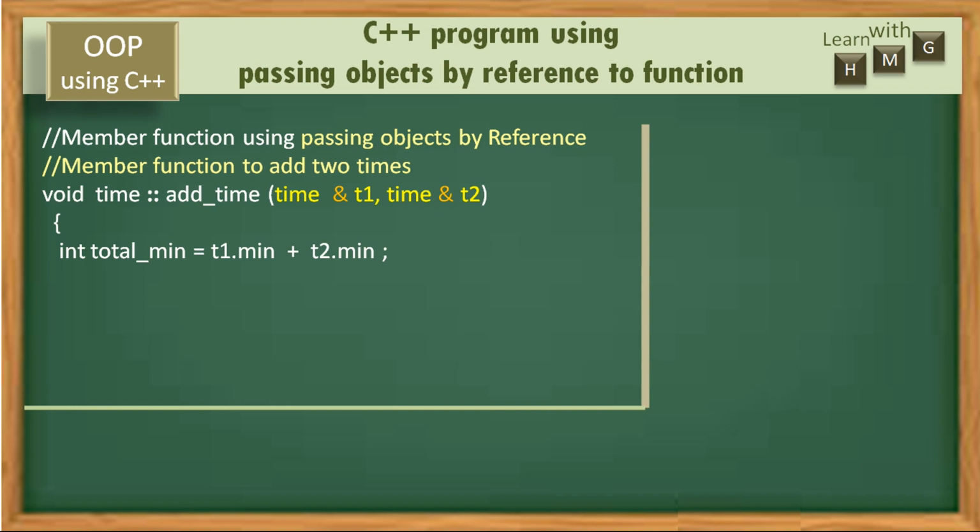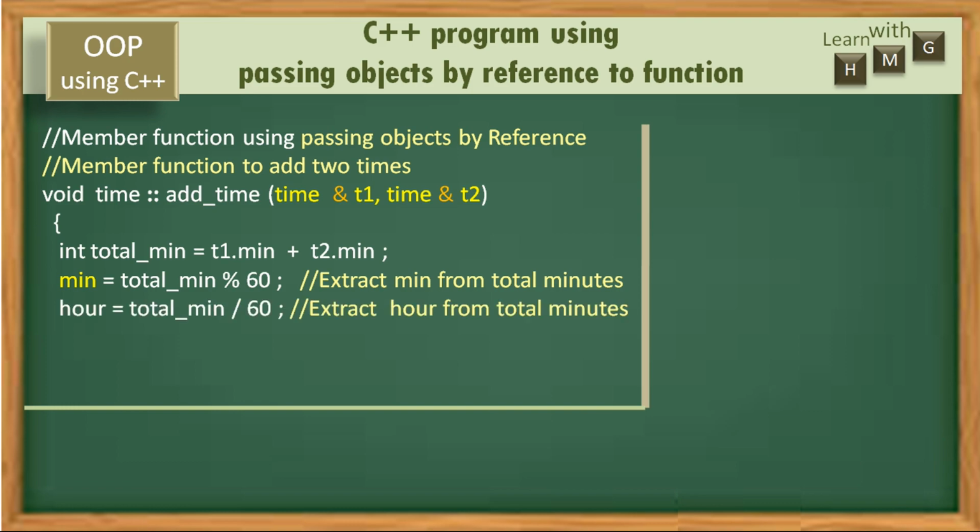The total minutes are calculated by taking the sum of the minutes of T1 plus the minutes of T2 objects. Then from the total minutes, the minutes are extracted by doing the mod 60 operation, and the hours are extracted by using the /60 operation. The total hours are calculated as hour plus T1 hour plus T2 hour. So the total value will be stored in the hour and the total minute will be stored in the min. You can look at the blue color statements. So in this way your definition of the member function to add 2 times by passing object by reference is completed.